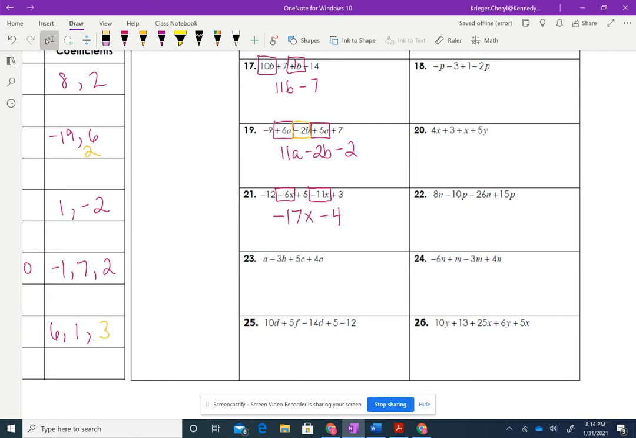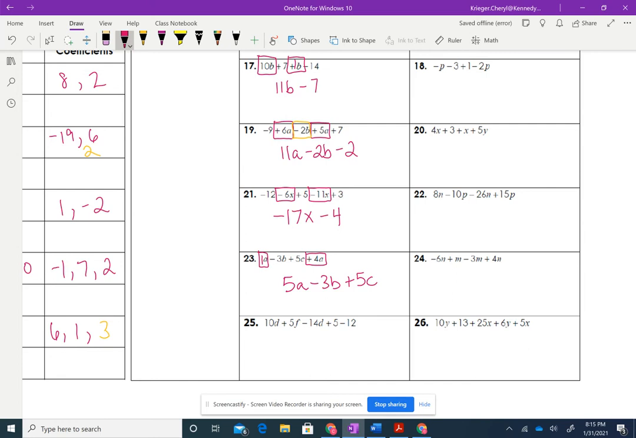Okay. Oh, look at number 23. That's funny. I have 4 variable terms, no constants. I have a minus 3b plus 5c plus 4a. So hopefully you can see that the only thing that can be combined is my 1a and my 4a. My 1a and 4a makes 5a. The rest of the problem, minus 3b, stays minus 3b. Plus 5c stays plus 5c.